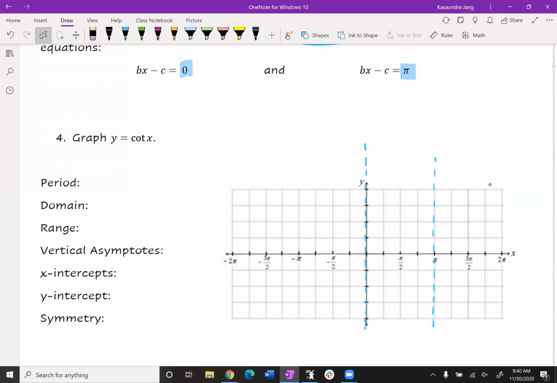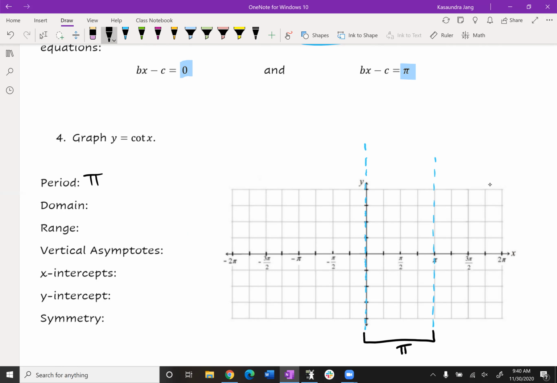Yeah, Dylan, we can do that in a bit here. Give me a sec here. All right, so the period is the same as tangent. This is going to be a period of pi, which again, look at how far away the asymptotes are. Those go from 0 to pi. That distance is pi. So that's the period, how long it takes before it starts to repeat.